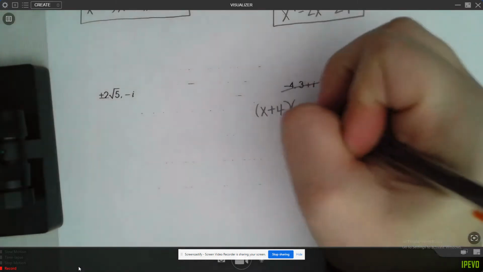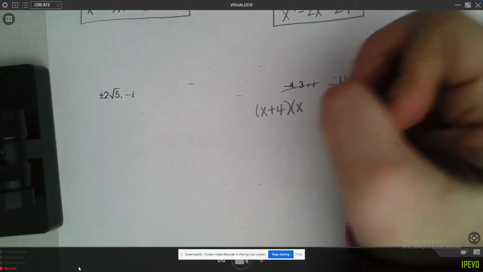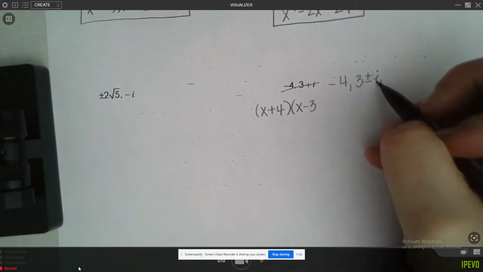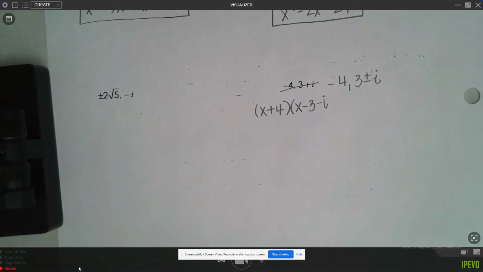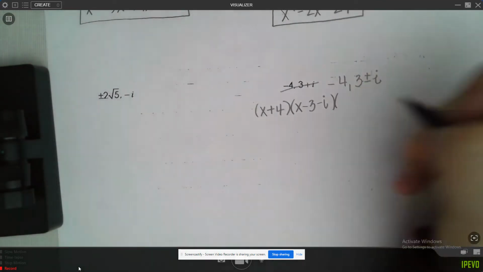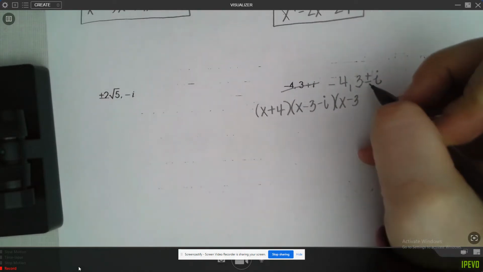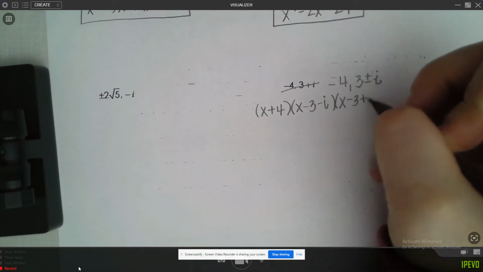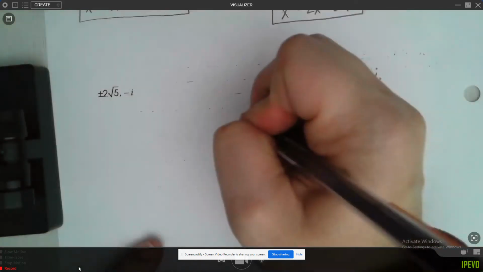So the factor is going to be x. Well, this 3 is what? Positive, correct? So to move it over, it's going to be minus 3. This i is also positive, minus i. Then x, that 3 is still positive, minus 3. Now it's negative i, so this is plus i. Which two do you want to multiply together first? The i's. So I'm going to bring the x plus 4 down.